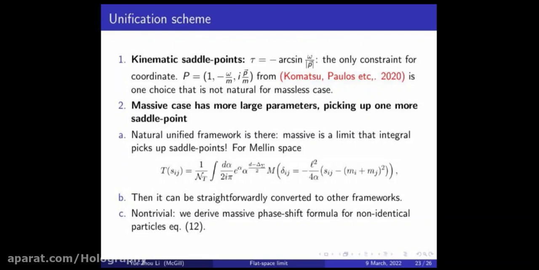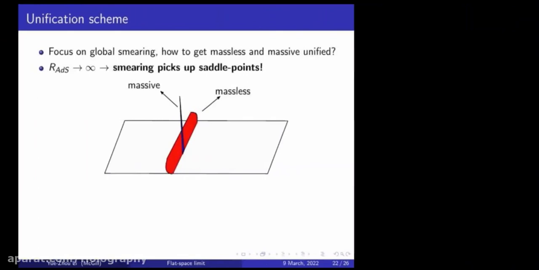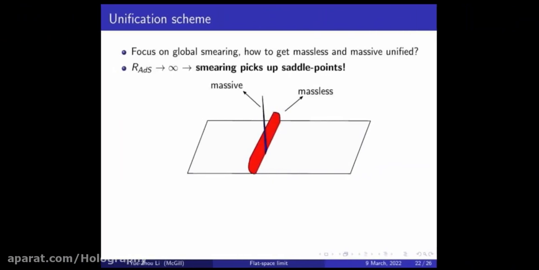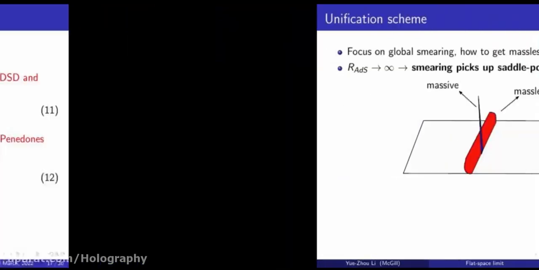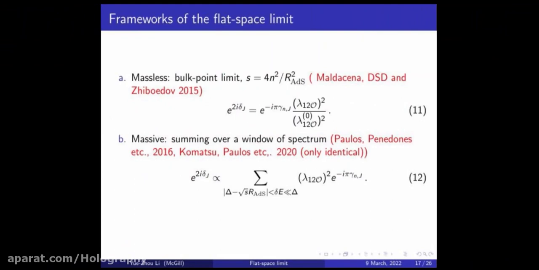And this formula can be straightforwardly converted to other frameworks. It's pretty non-trivial that we can derive the massive phase shift formula for non-identical particles, which was just a conjecture before. I'll remind you, it's this formula. It's pretty long.